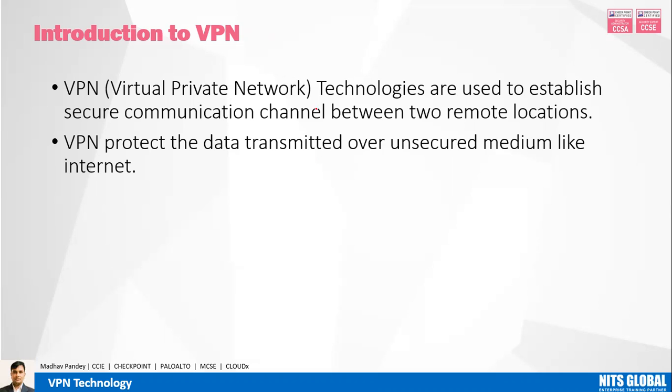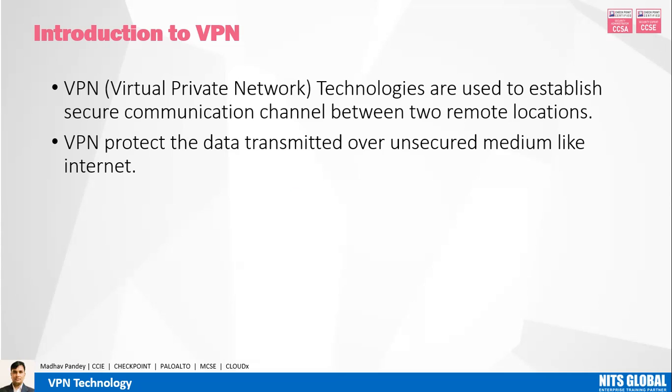Virtual private network. These technologies are used to establish secure communication between two or more remote locations. VPN protects the data transmitted over unsecured mediums like the internet. For example, let's say you have one branch at Pune and another branch in Bangalore, and you want to transfer data over the internet just by a routed network or just by creating a GRE tunnel, generic routing encapsulation tunnel. That won't be secure.